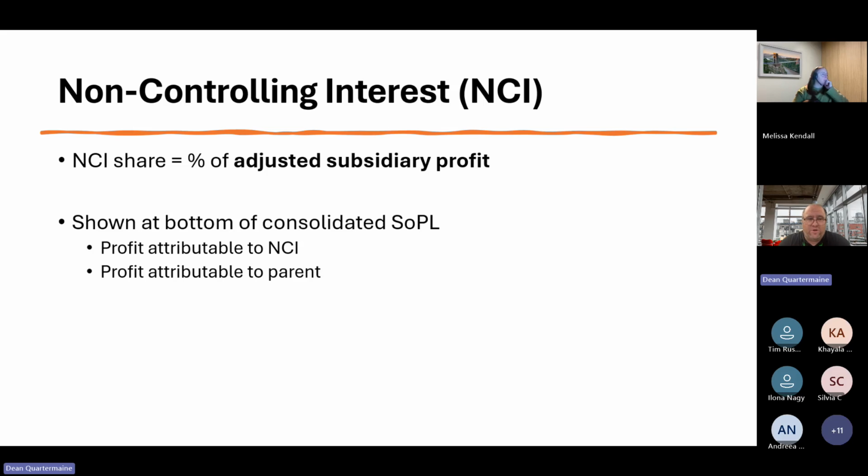And then the other thing is to say that the non-controlling interest is calculated after all adjustments, not on the subsidiary's original profit. So what was showing on the subsidiary's profit and loss, it's not a straight, in this case, 25% of that. It's 25% of the adjusted subsidiary profit.